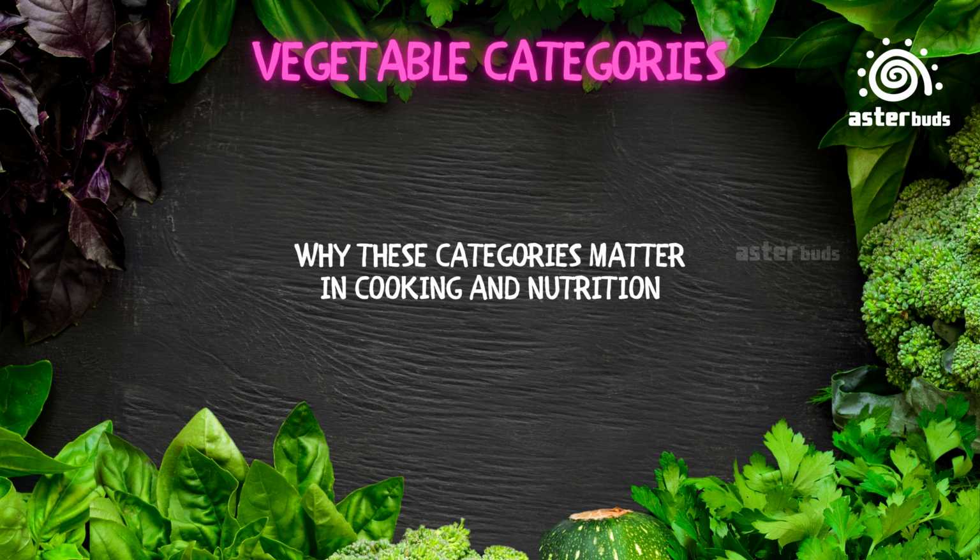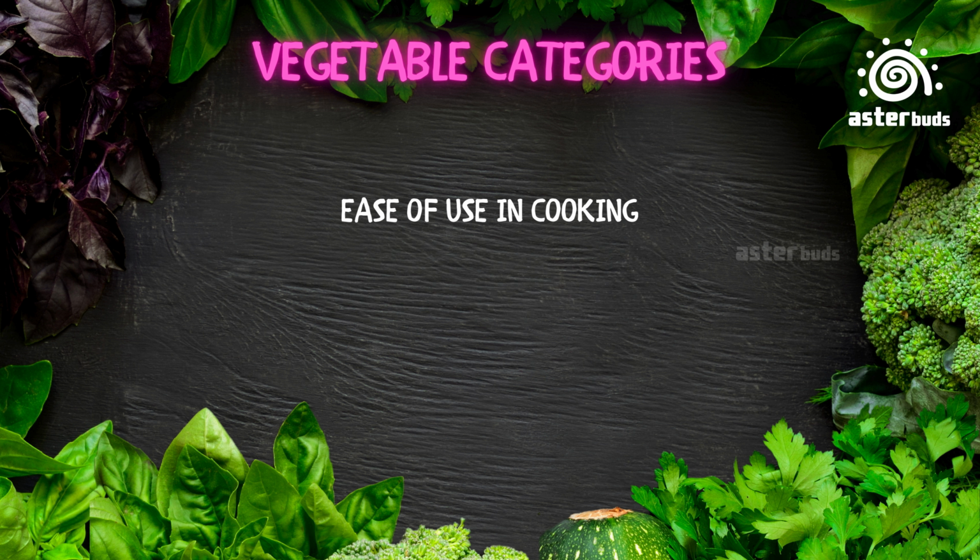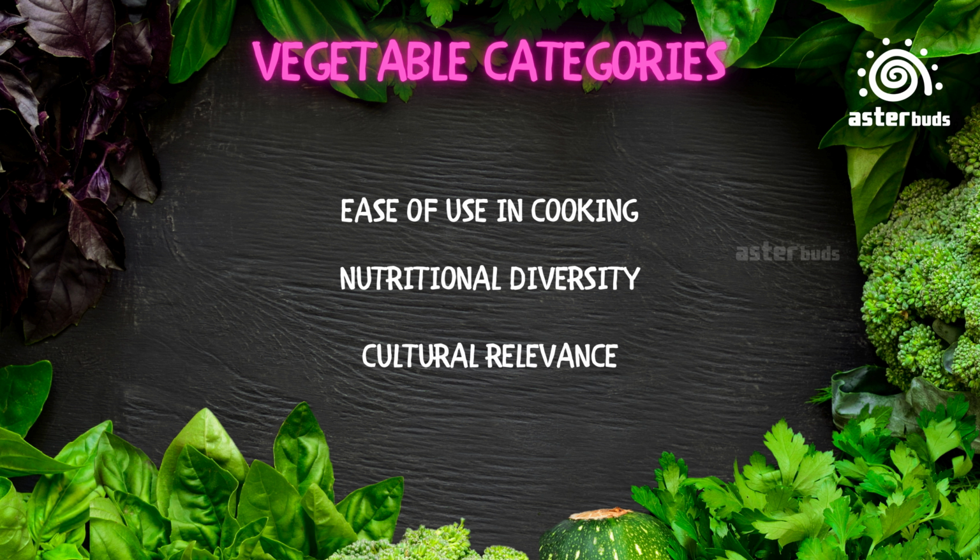Now let's see why these categories matter in cooking and nutrition. Ease of use in cooking. Different vegetables behave differently in recipes. Knowing their categories helps in choosing the right cooking method. Nutritional diversity. Categorizing vegetables ensures a balanced intake of nutrients, from energy-rich root vegetables to vitamin-packed leafy greens. Cultural relevance. Some categories, like gourds and melons, are integral to certain cuisines and traditions.